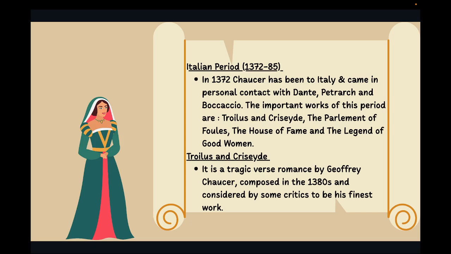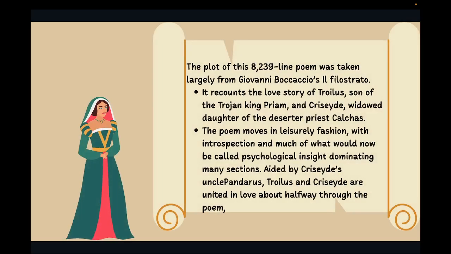Troilus and Cresside. It is a tragic verse romance by Geoffrey Chaucer, composed in the 1380s and considered by some critics to be his finest work. The plot of this 8,239-line poem was taken largely from Giovanni Boccaccio's Il Filostrato. It recounts the love story of Troilus, son of the Trojan king Priam, and Cresside, widowed daughter of the deserter priest Calchas. The poem moves in leisurely fashion with introspection and much of what would now be called psychological insight, dominating many sections. Aided by Cresside's uncle Pandarus, Troilus and Cresside are united in love about halfway through the poem.